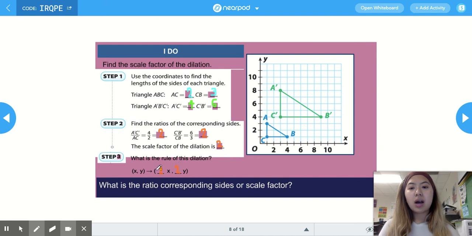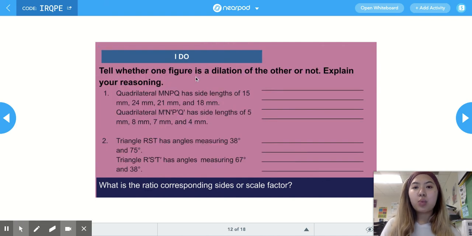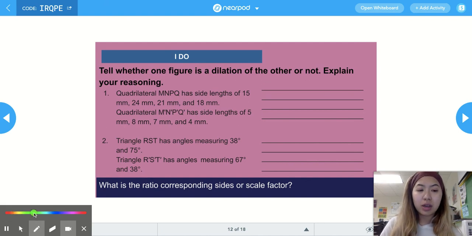So again, because our coefficients, remember the coefficients are the numbers in front of variables, are greater than 1, our image was enlarged or made bigger. For the second I Do, we have to tell whether one figure is a dilation of the other, and we have to explain our reasoning. So we have quadrilateral MNPQ with side lengths of 15 millimeters, 24 millimeters, 21 millimeters, and 18 millimeters. Dilated quadrilateral MNPQ has side lengths of 5 millimeters, 8 millimeters, 7 millimeters, and 4 millimeters. So I'm going to find the ratio, which is going to lead me to the scale factor.